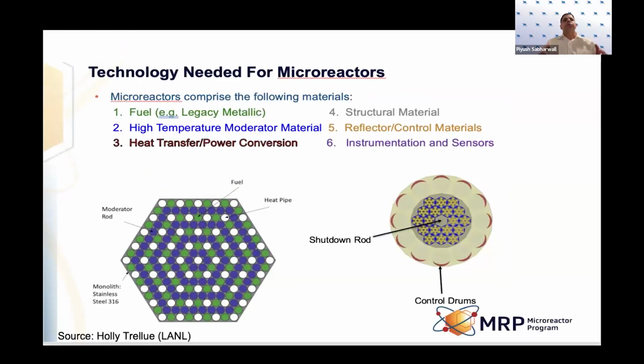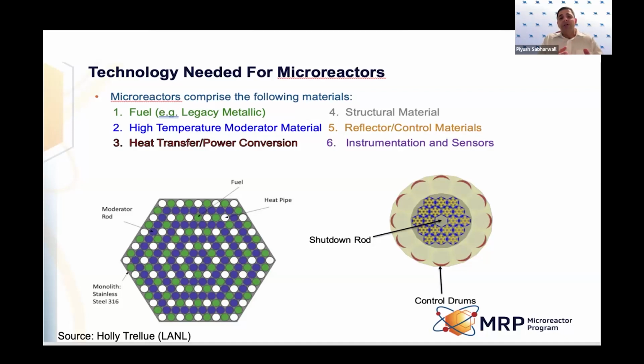Now, the first thing is this slide, which I borrowed from my colleague, Holly Tulu from LANL, Los Alamos National Lab, because this really puts the microreactor on one slide. So when we say microreactor, what is a microreactor? What materials put together comprise a microreactor? If you think about these 6 things, you have fuel, the high temperature moderator, which is very important, especially with microreactors, because you want to get to criticality in a compact fashion. To get there, the moderator plays an essential role.